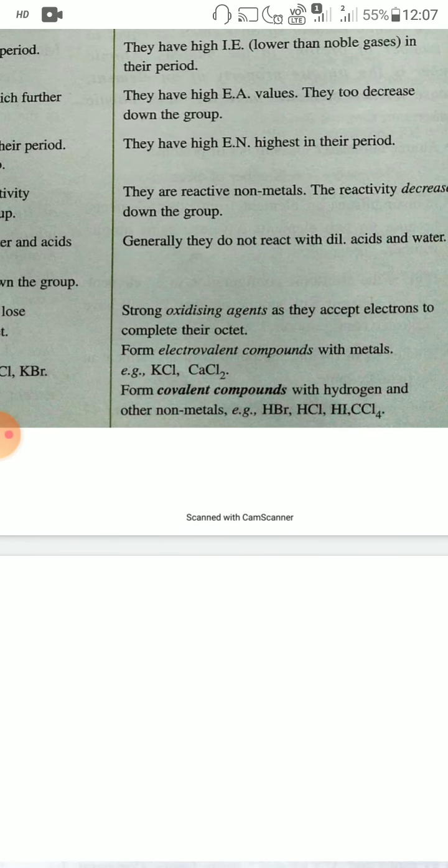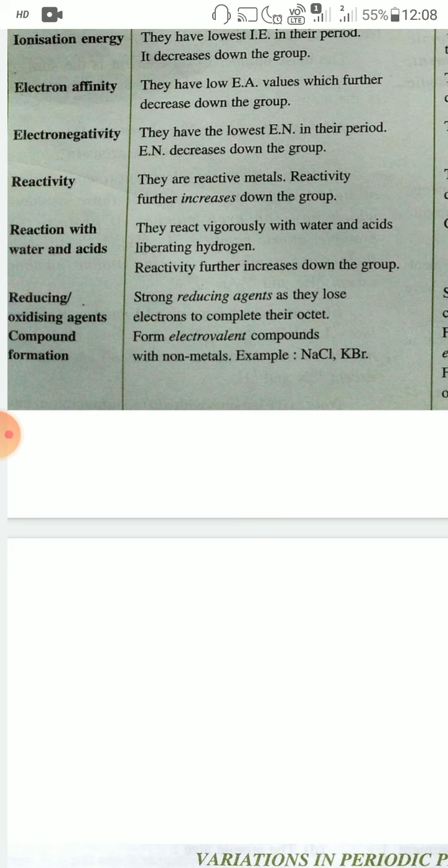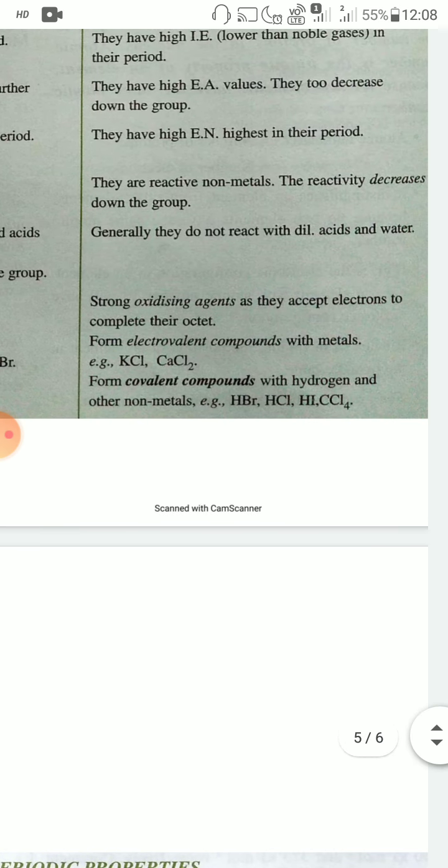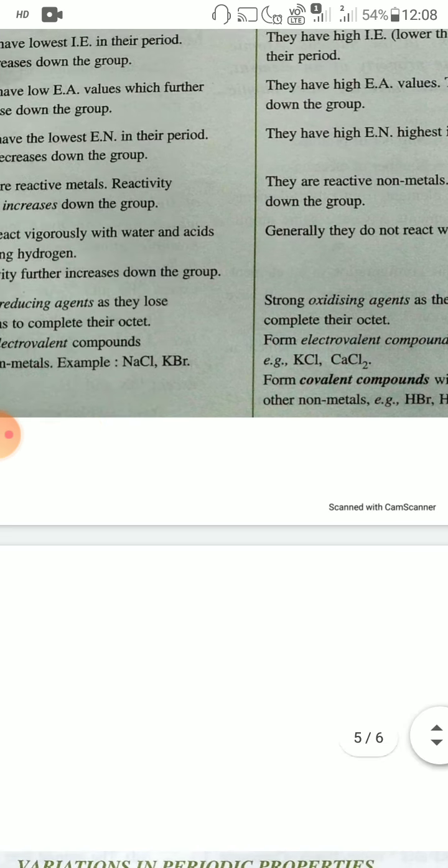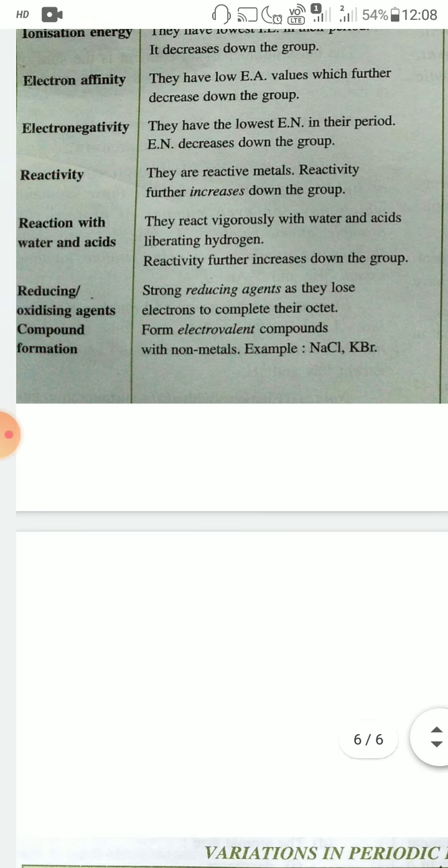These are the differences between alkali metals and halogens. At the beginning, I mentioned some resemblance properties between halogens and alkali metals, and now these are the differences. Reactivity: they are both reactive. Alkali metals are reactive metals, and reactivity increases down the group. Halogens are reactive non-metals, and reactivity decreases down the group.